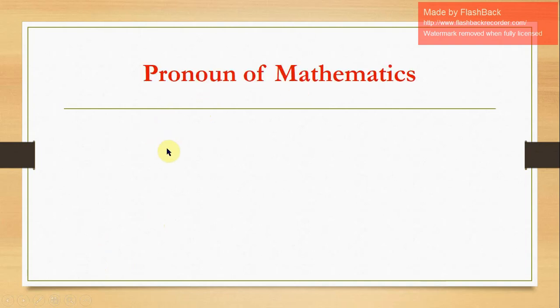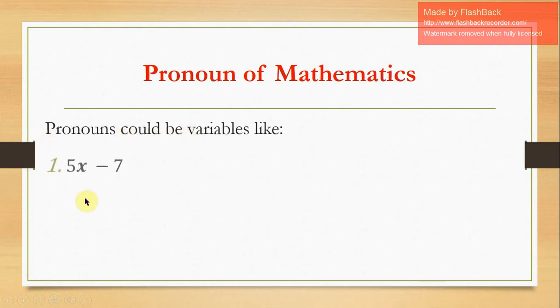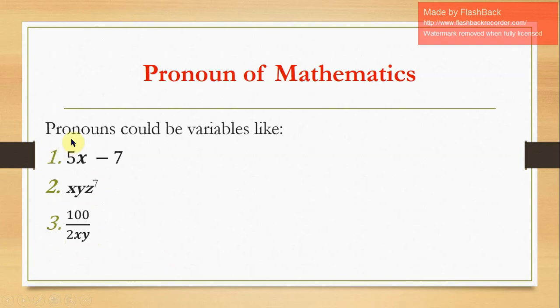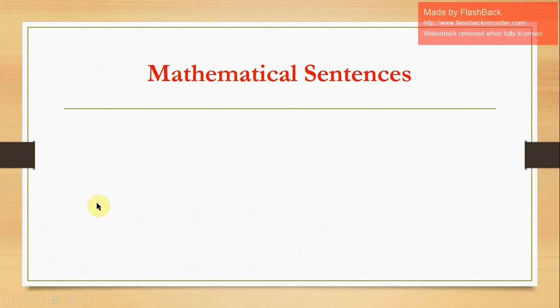Next, let's proceed to pronoun of mathematics. What are the pronouns of mathematics? Pronouns could be variables like the following. 5x minus 7. x is the pronoun. The variable x is a pronoun. xyz raised to 7. xyz is the pronoun. 100 over 2xy. x and y are pronouns. Those are examples of pronouns in mathematics.